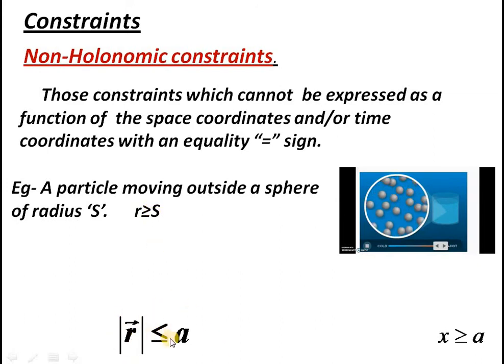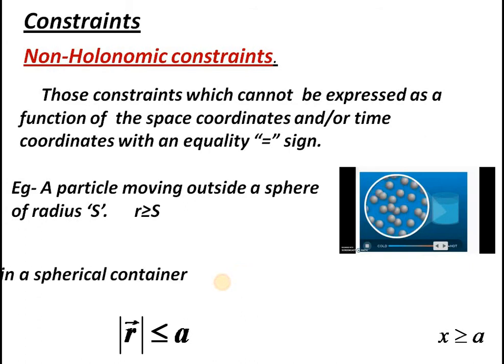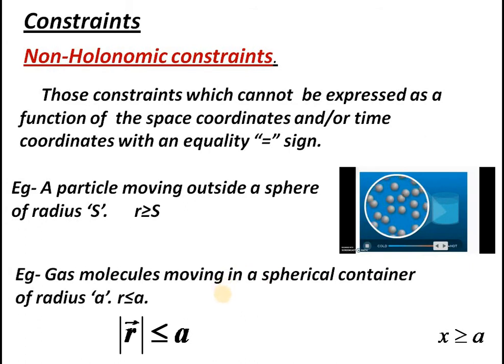R is less than or equal to that. If you imagine the radius of the sphere is small a, then R will always be less than or equal to a. So here a less than sign is coming, not an equality sign. So any constraint, when we express it mathematically, if it contains an inequality sign, we call it a non-holonomic constraint. That is the example shown. Many other examples you can quote, of course.